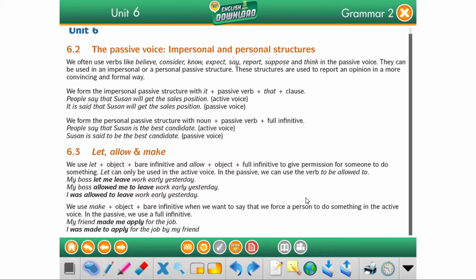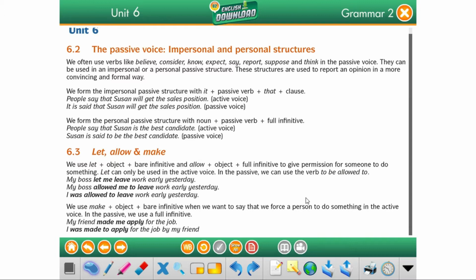Impersonal passive voice is not as common in English as in some other languages, for example, German or Latin. In English, the impersonal passive is only possible with verbs of perception. For example, say, think, believe, consider, know, expect, report, and those kinds of verbs. Like this example: they say that women live longer than men. It is said that women live longer than men.